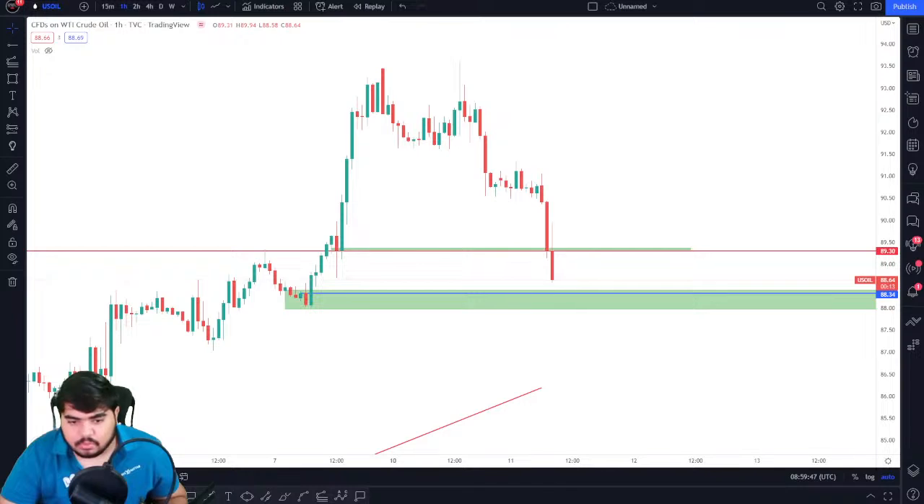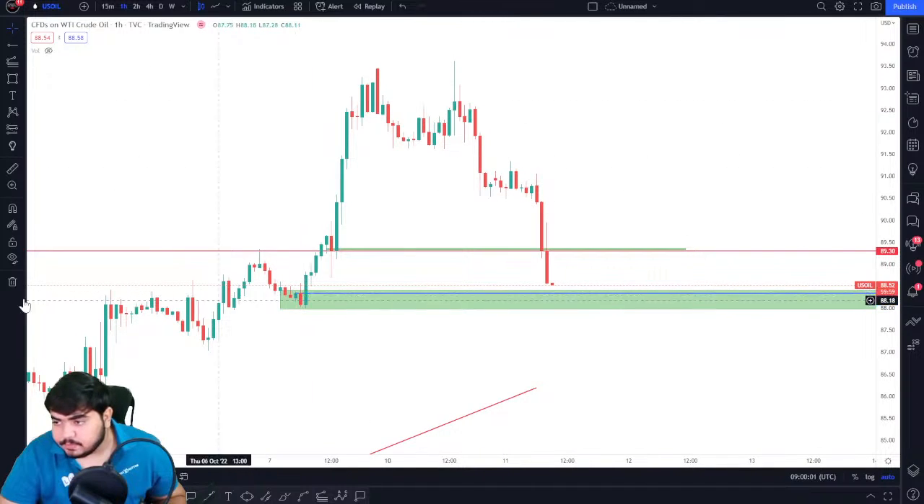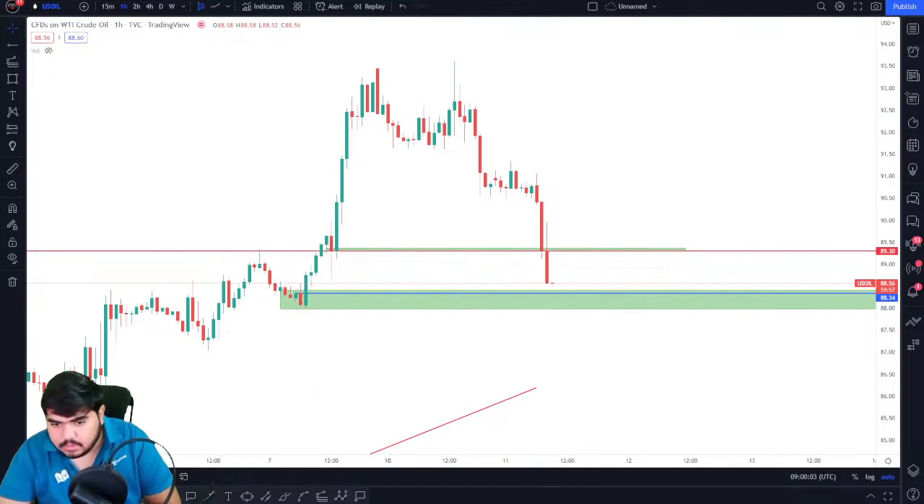You know what I'm going to do? I am going to make a buy limit around here, so around this area. Let's mark a buy limit at this area.